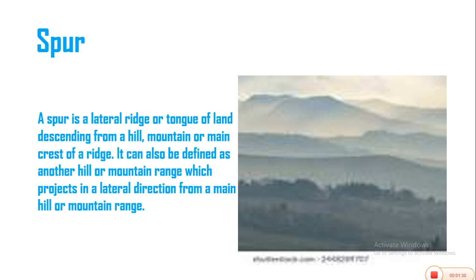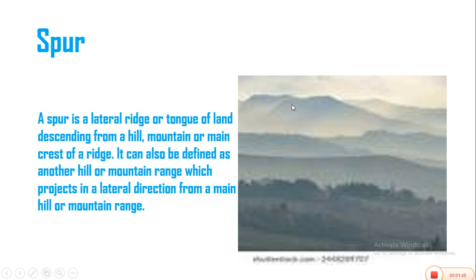Another feature of relief is the spur. A spur is a lateral ridge or tongue of land descending from a hill, mountain, or main crest of a ridge. It can also be defined as another hill or mountain ridge which projects in a lateral direction from a main hill or mountain ridge.